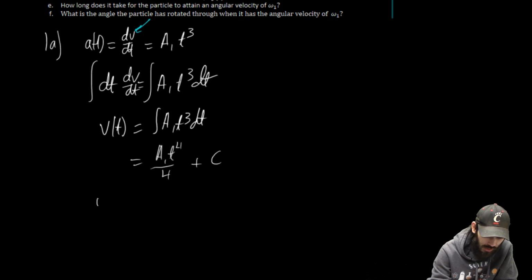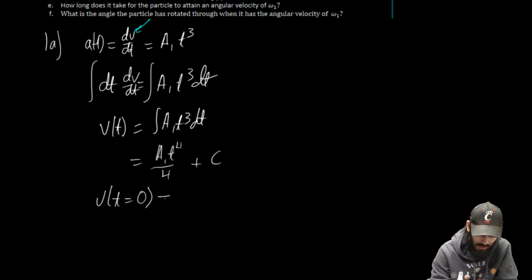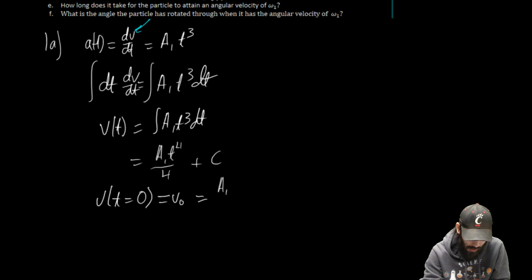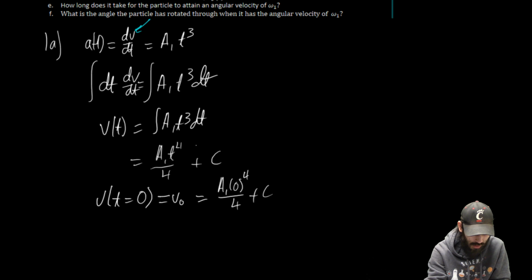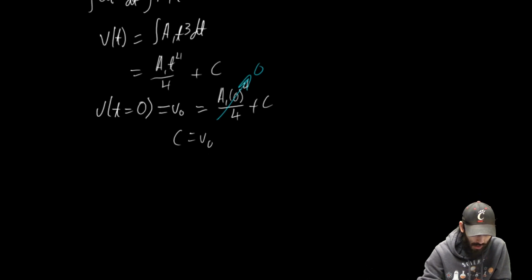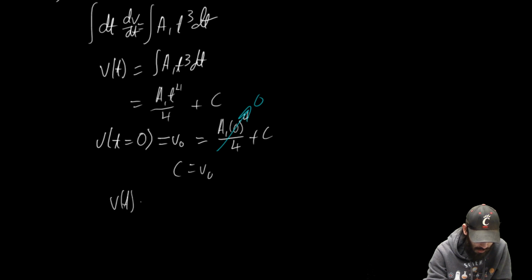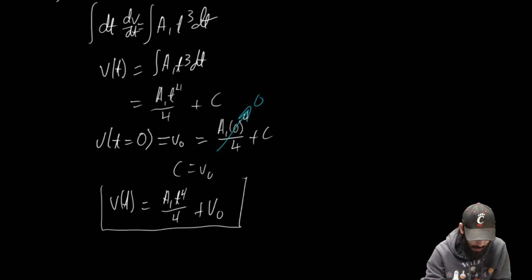Now to find the constant of integration, we know that when t is equal to 0, we have some initial velocity of v0. So then we evaluate this function here. This is going to be 0 to the fourth over 4 plus c. This right here is itself 0. And so this says that c is equal to v0. And so our velocity as a function of time, our v of t, is going to be equal to a1 t to the fourth over 4 plus v0. Okay, that's the answer to part 1.